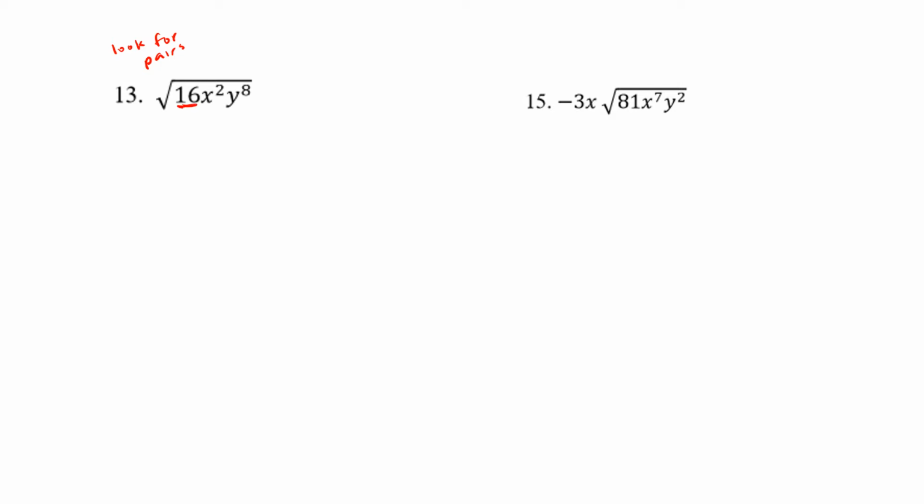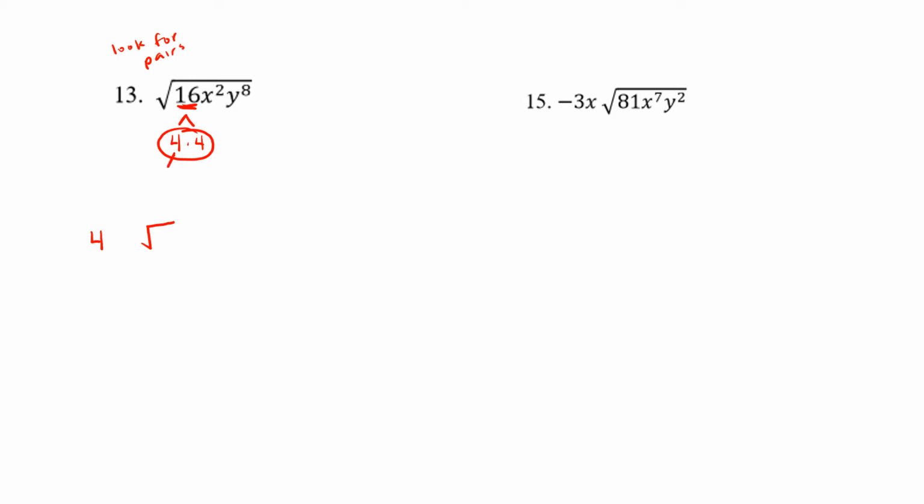So I'll start with the 16 right here. To simplify that, we break down the 16. That breaks down into 4 times 4. And right there we have a pair. Right? So the 4 comes out. Check if there's anything left of that 16 to go inside of the square root. There's not. So we don't have to put anything into the square root.